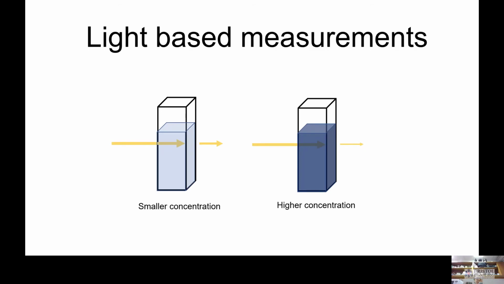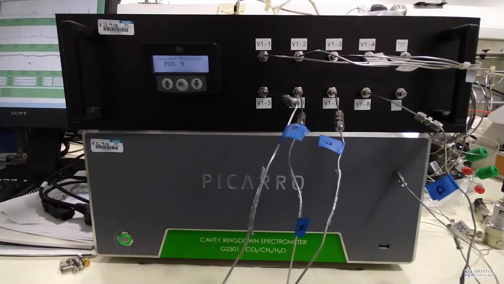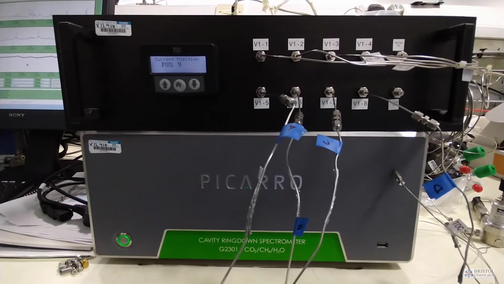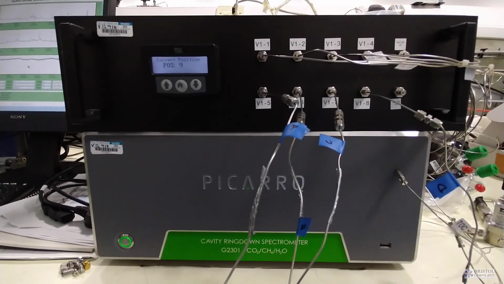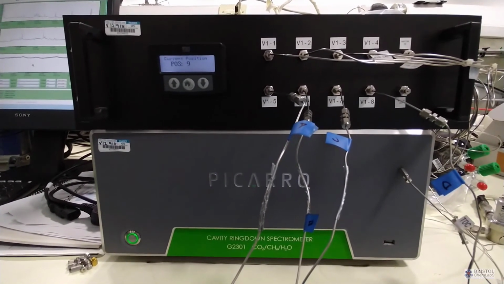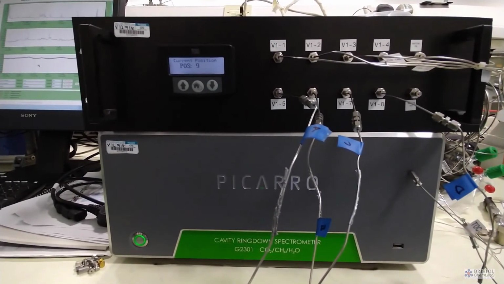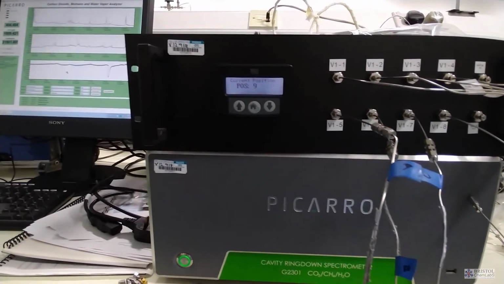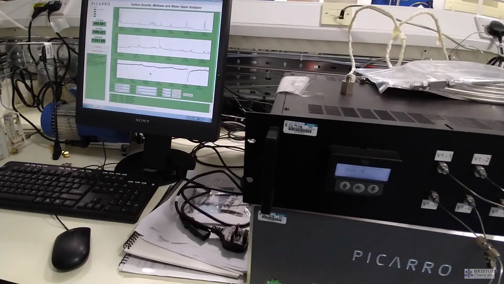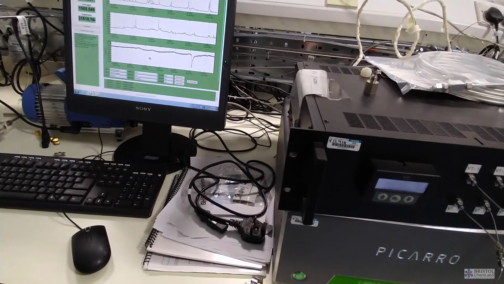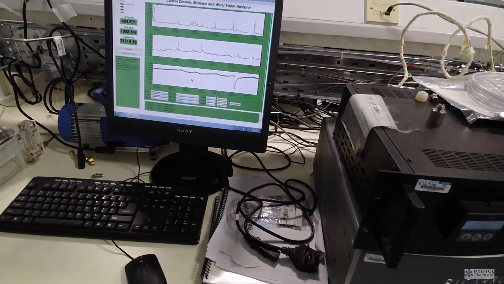And the instruments we have are very similar to that. Our instruments are laser-based, so we shine a laser of a specific wavelength through a sample, and then the compound we want to measure will absorb a little bit of that light, and how much it absorbs depends on the concentration of that compound within our sample.